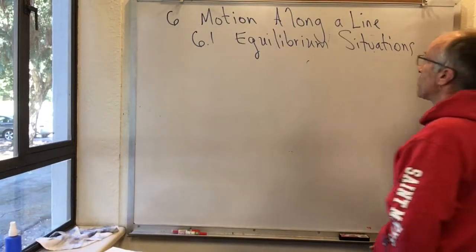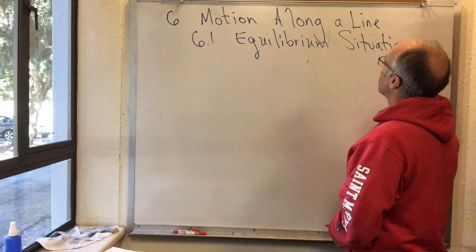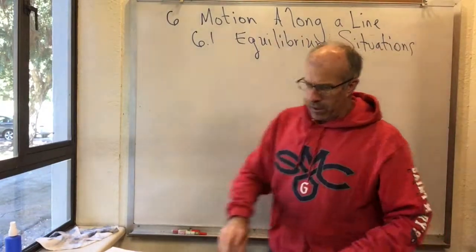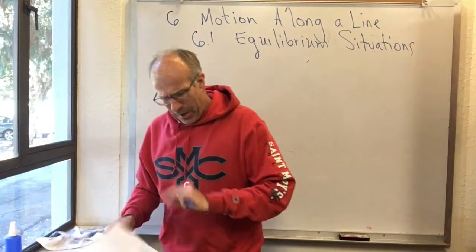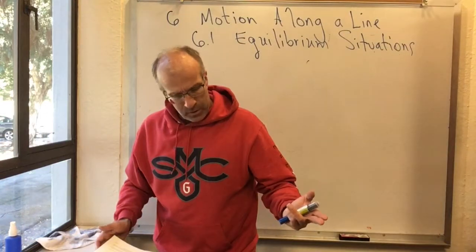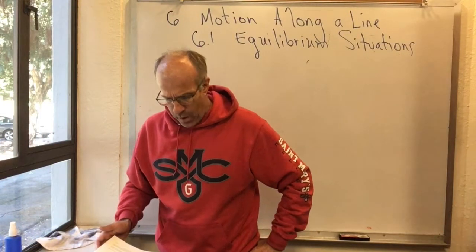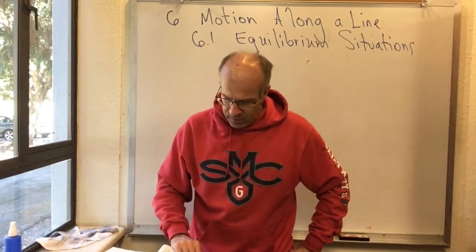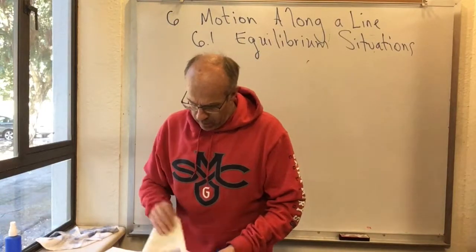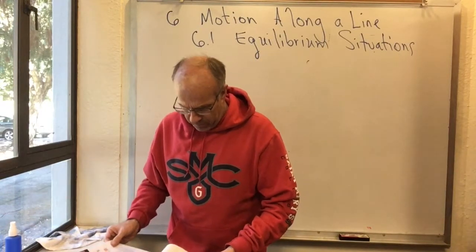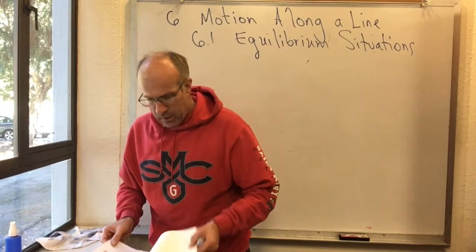Well, we're starting chapter 6, motion along a line. Now, if you're having deja vu, chapter 2 was titled Kinematics in One Dimension. That sounds mighty suspiciously similar to this chapter. Are we just doing things over again?